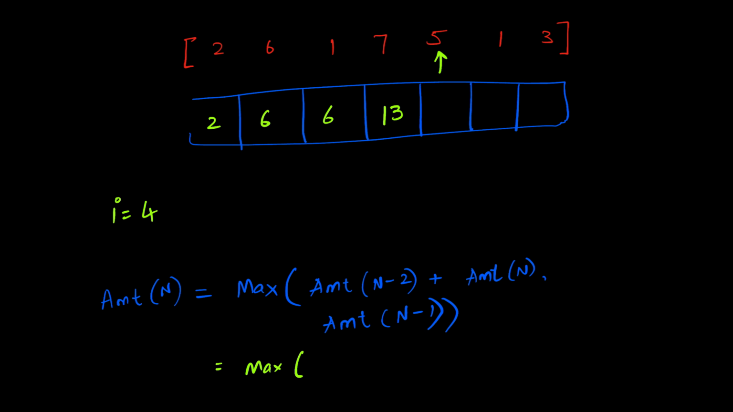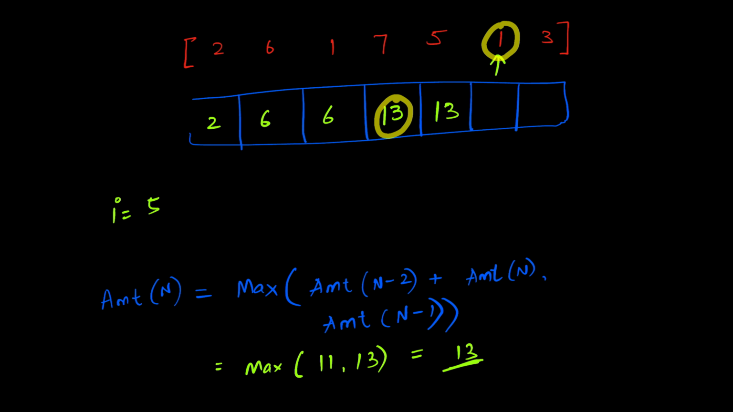Next value in the array is 5. Applying the same formula, this time we are adding 5 with 6, which is n minus 2. The total is 11, and we are comparing it against 13. So 13 will be saved at that position. Next element is 1, repeating the same process, comparing 1 plus 13 against 13, which is n minus 1. The total is 14, which is greater, so we'll save 14 in that position.